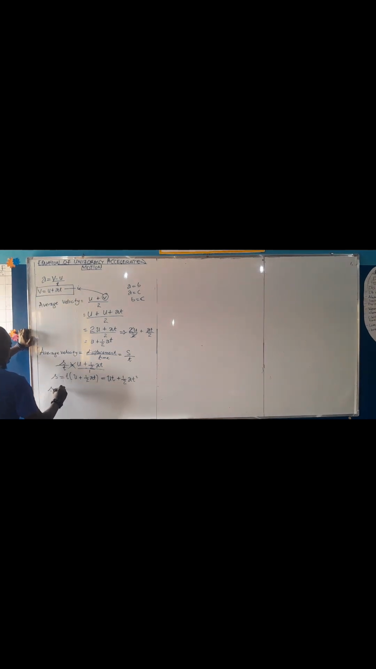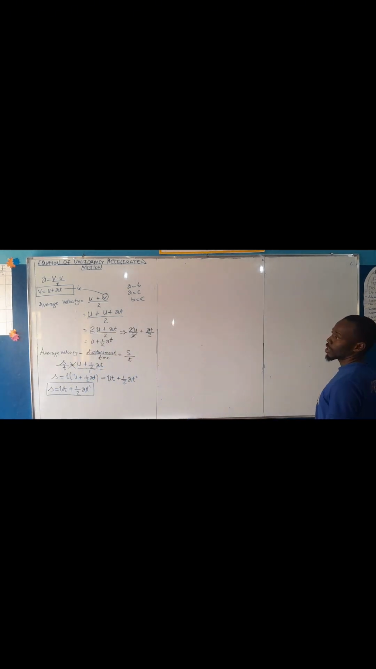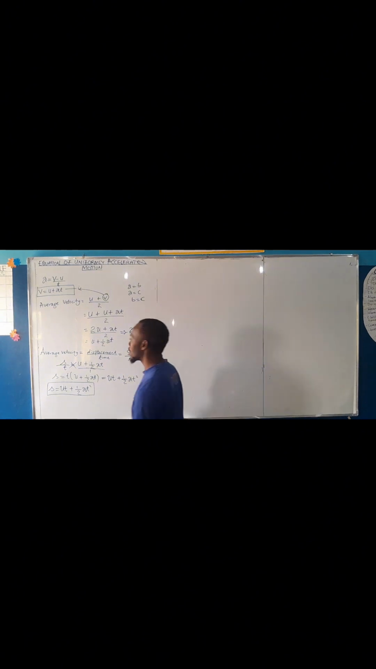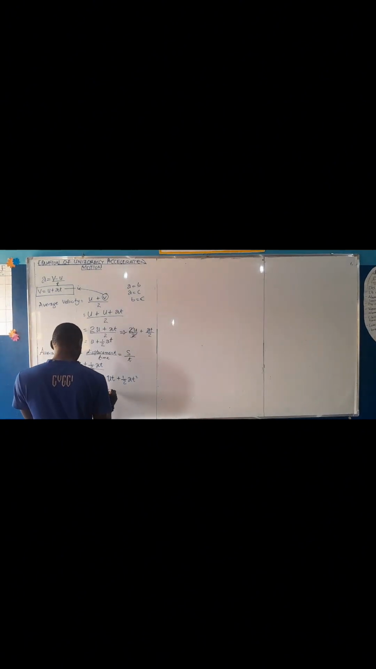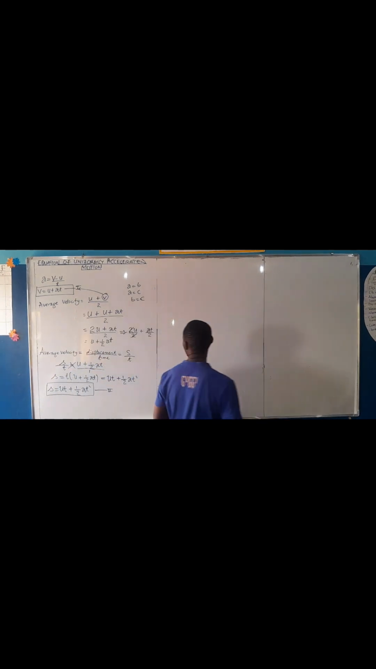Now s equals ut plus half at squared. This is the second equation of motion. Now let's go to the last one, which is the third equation of motion. So we're going to be making use of equations 1 and 2. Now let's start from 1. Let's square 1. Let's square everything.